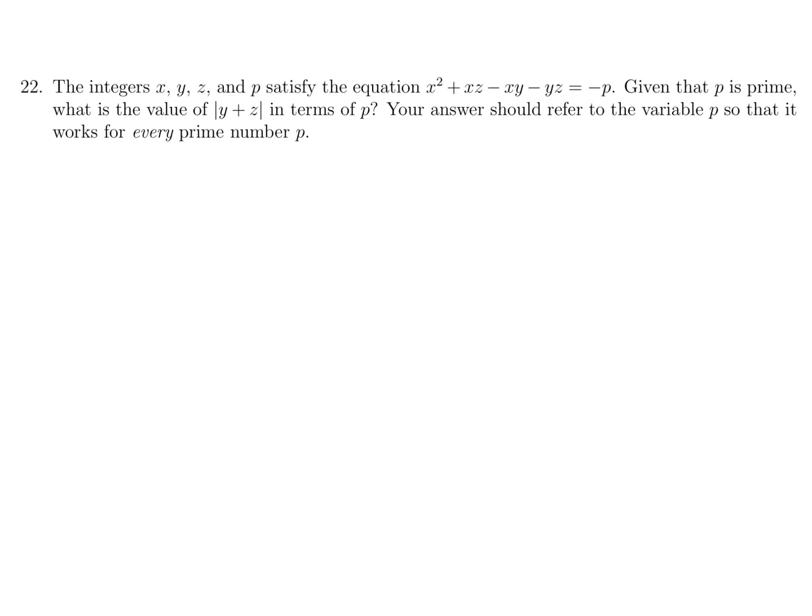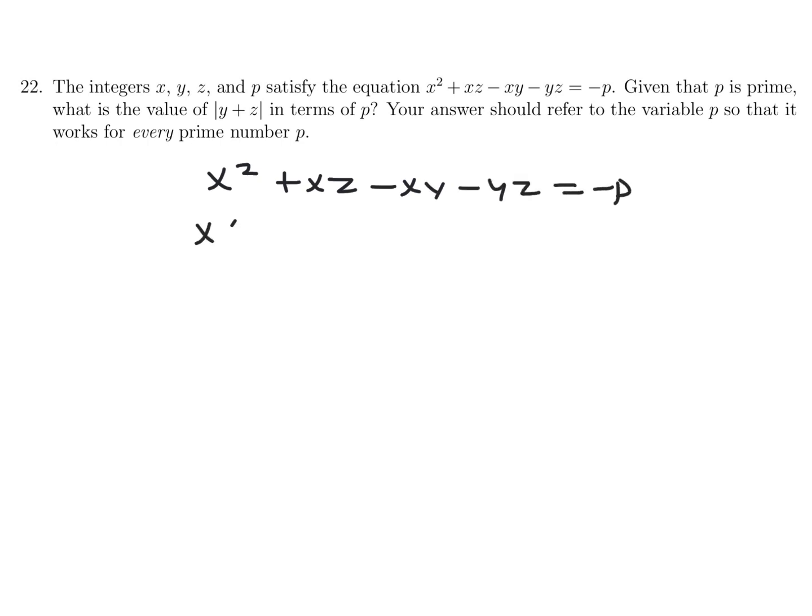The integers x, y, z, and p satisfy the equation x squared plus xz minus xy minus yz is equal to negative p. Given that p is prime, what is the value of the absolute value of y plus z in terms of p? Your answer should refer to the variable p so that it works for every prime number p. All right, so let's take this equation and let's see what we can do with it.